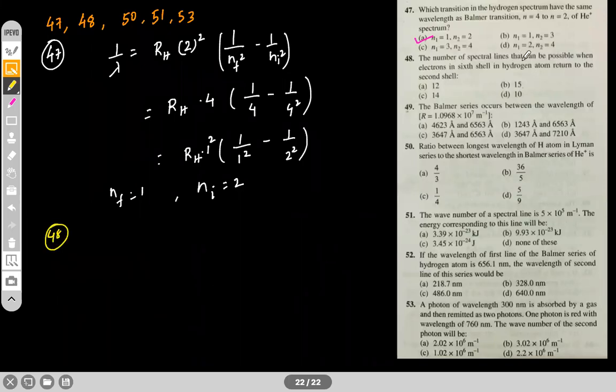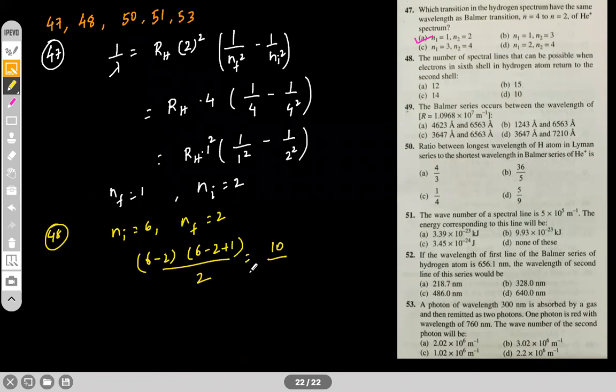48. The number of spectral lines that are possible when electrons in the sixth shell in hydrogen atom return to the second shell. So NI is 6 and NF is 2. So answer would be 6 minus 2, into 6 minus 2 plus 1, divided by 2. So 2 into 5, that would be 10. No doubt.